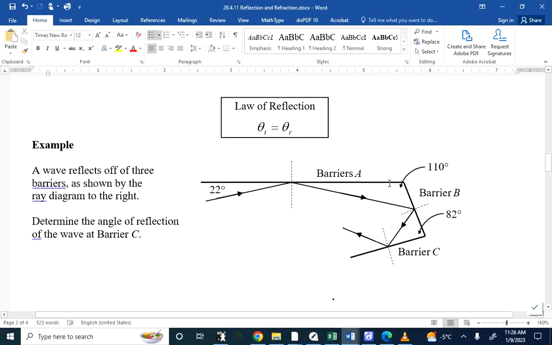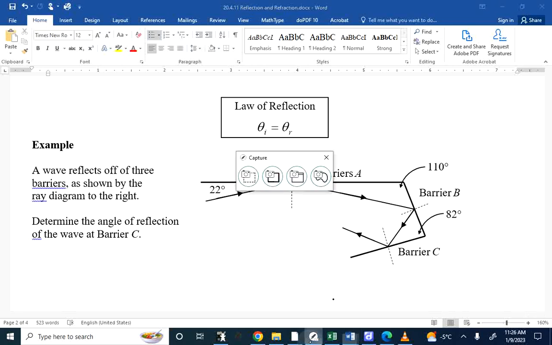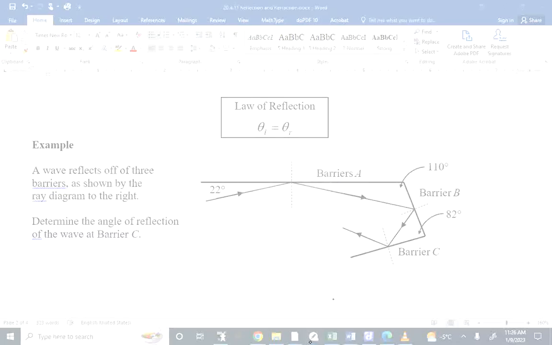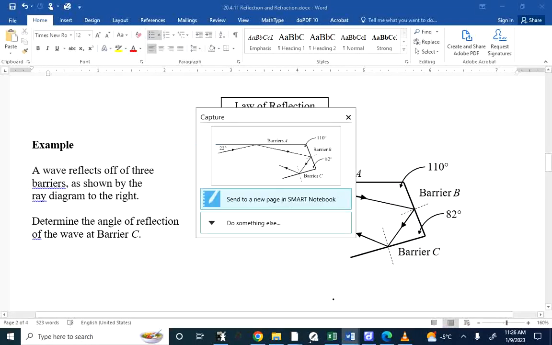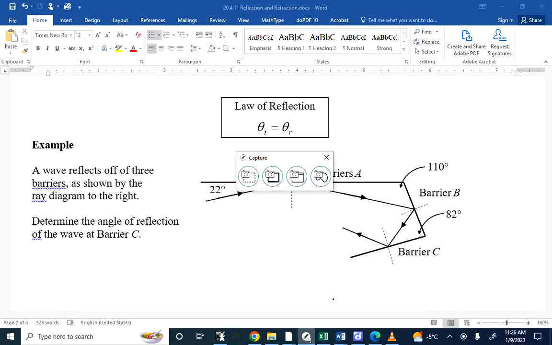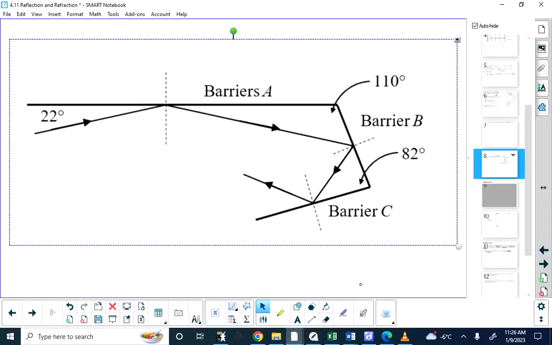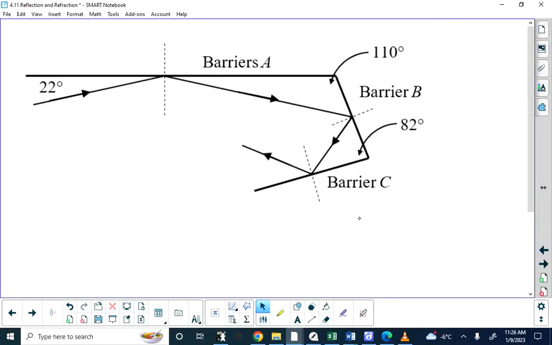There it is in your notes, law of reflection is theta I equals theta R. A wave reflects off of three barriers as shown in the diagram to the right. Determine the angle of reflection of the wave at barrier C. So just to begin with here, I hope that everybody appreciates if I drew wave fronts on this, it would be a nightmare, wouldn't it? Because I would have at least 3 series of wave fronts, actually 4 series of wave fronts. For each of those wave rays, I would have a series of wave fronts. I don't want to have to worry about that. So the question is, what is the angle of reflection at the third barrier?